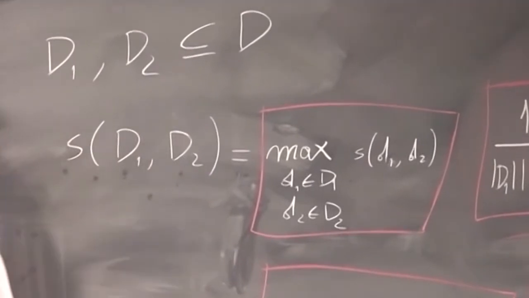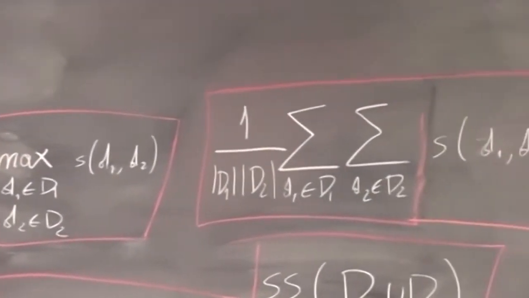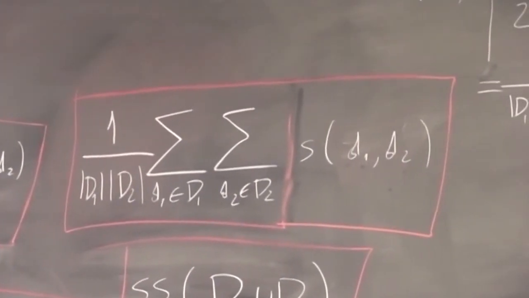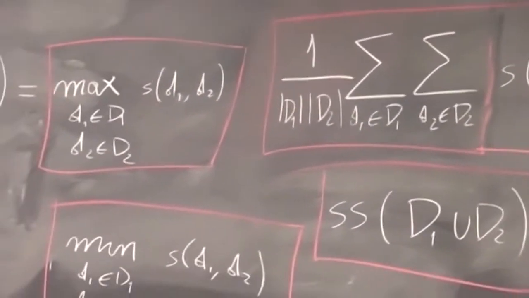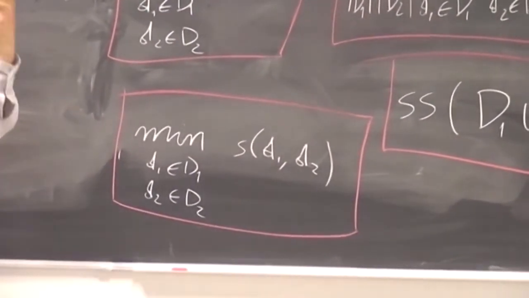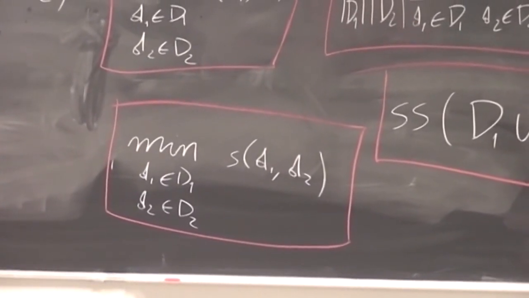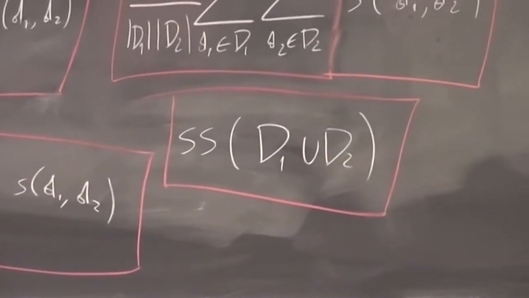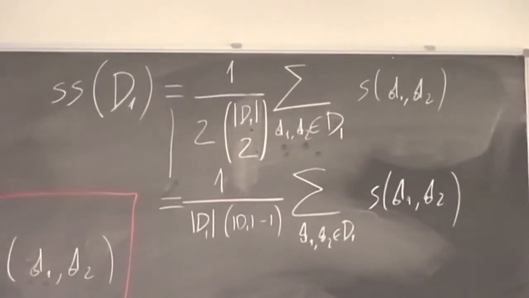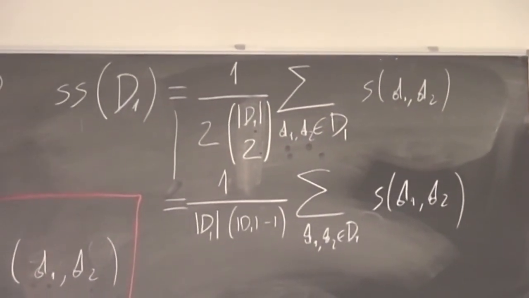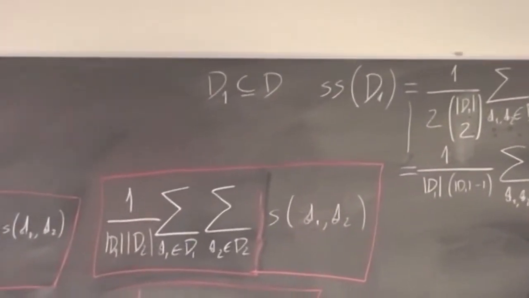So, we have seen different possible definitions of similarity between elements, Jaccard, cosine similarity, and so on, and different possible extensions here.